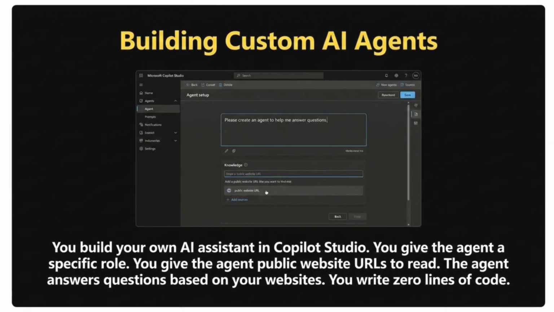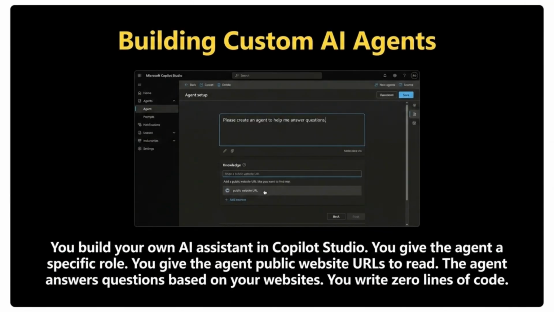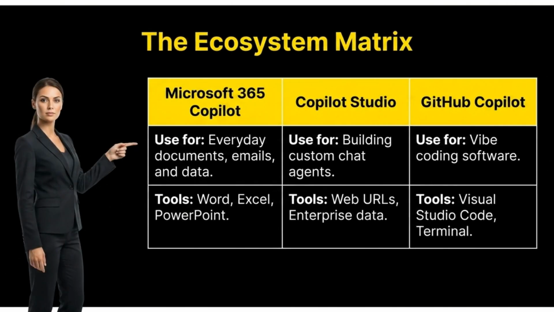With Copilot Studio, you can build custom AI agents, define the agent's role, and provide public website URLs for knowledge. The agent then answers questions based on these websites, all without writing code. The Copilot ecosystem consists of 3 main parts: Microsoft 365, Copilot for everyday tasks, Copilot Studio for building custom agents, and GitHub Copilot for vibe coding software.